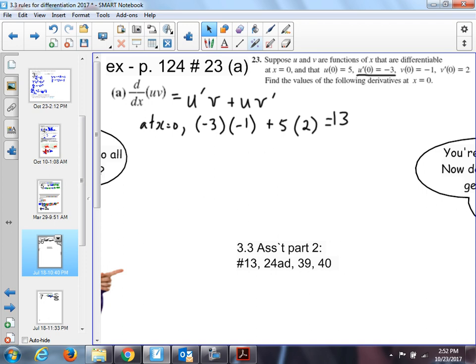So really what is this? This is just, what is the rule? Derivative of the first thing. Leave the second thing alone. Leave the first thing alone. Derivative of the second thing right there. That's what we did there, right? And then just plug in the numbers from a chart or whatever. Okay? This is your assignment.